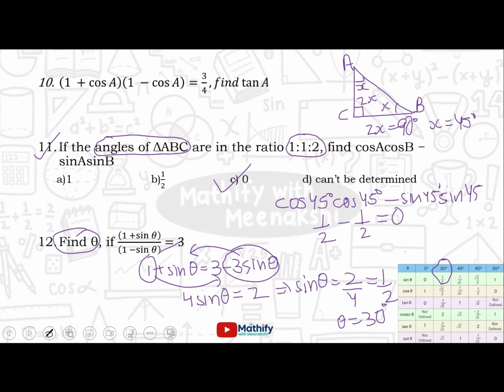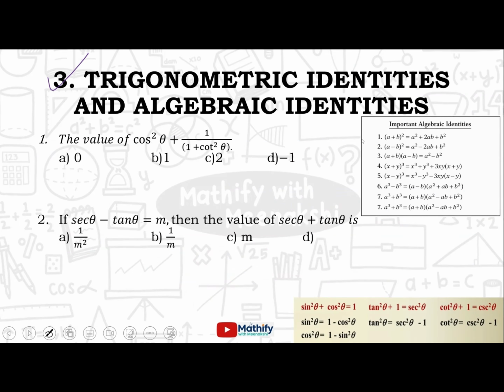Now let's move to third topic, trigonometric identities and algebraic identities. So here I have attached these two pics just for you so that you can recall algebraic identities as well as trigonometric identities. Now see question number 1.